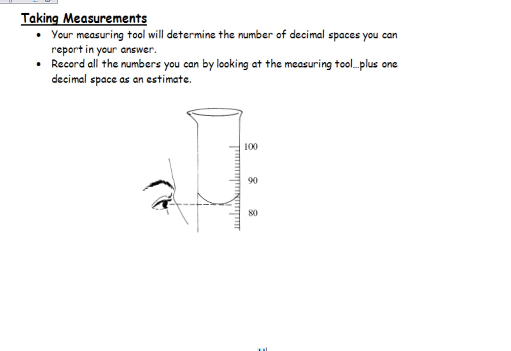The amount of figures that you can report in a measurement is dependent on the measuring tool that you are using. So for example, here we have a measuring tool, a graduated cylinder. Graduated cylinders measure volume, and you might remember that you'll get this meniscus, they call it. If you look real closely at eye level, the water tends to kind of climb up the sides.